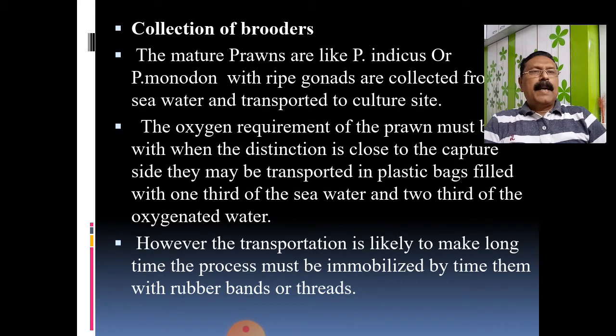After selection of the site, we can see how the brooders should be collected. No doubt the mature brooders of prawns like Penaeus indicus and Penaeus monodon, which are ripe, are collected from the seawater and transported to the culture site. Here we are bringing the brooders for the purpose of breeding, and after breeding small larvae will form, and we have to culture that larvae.